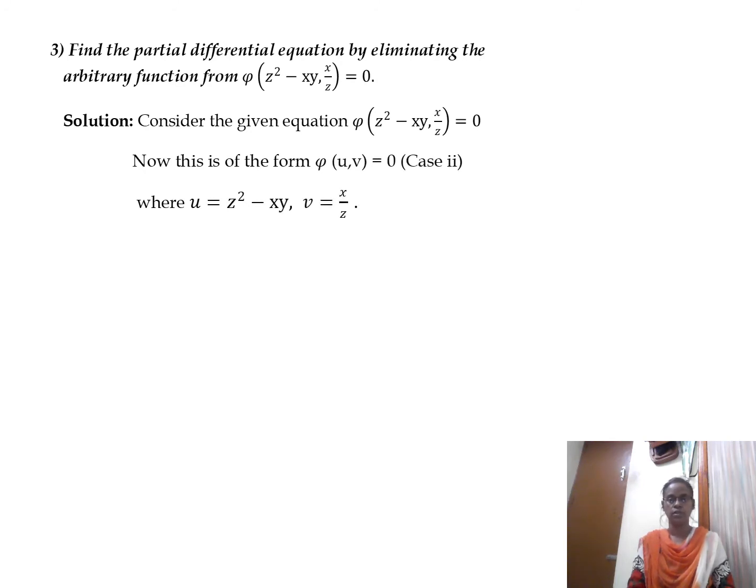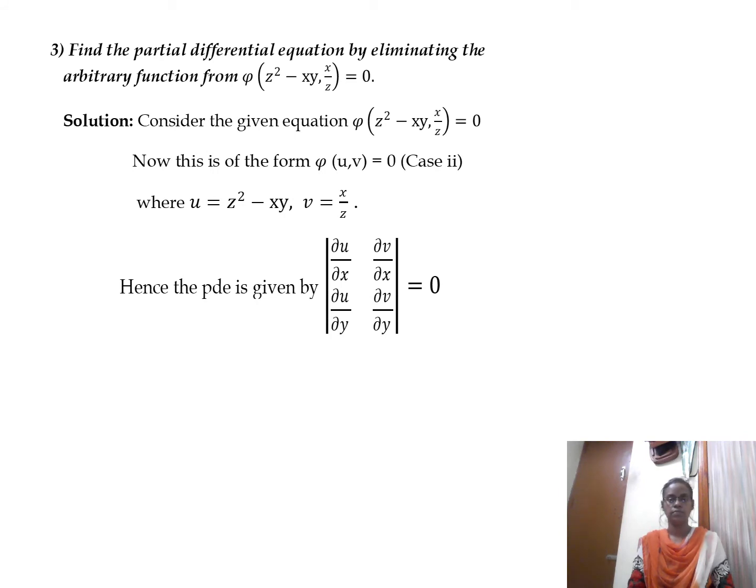So do you remember in the procedure we had said there is a special case f of u comma v equal to 0. So this comes under that particular case, where u is z squared minus xy, comma second coordinate v is x by z. So for this particular case, there was a formula directly given for the PDE. Do you remember? Yeah, this is the formula, determinant dou u by dou x, dou v by dou x on the first row, dou u by dou y, dou v by dou y on the second row equal to 0. So just we need to finish this determinant. So let us do that.